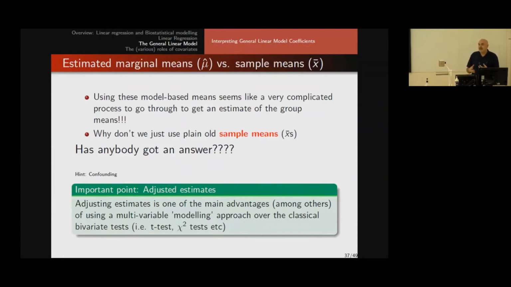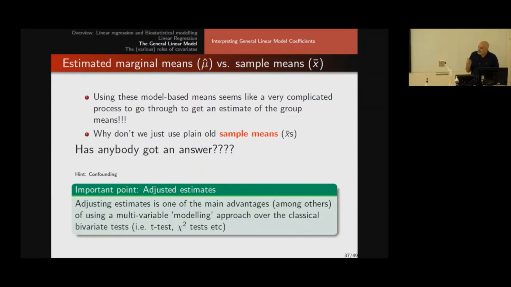It's almost like doing an RCT. We randomize between the groups, then any differences between the groups are due to the effect of interest. We're doing it artificially. We're doing it statistically, okay? So here's your take-home message. Adjusting estimates is one of the main advantages of using multivariable modeling over the classical bivariate tests, t-tests, chi-square tests.